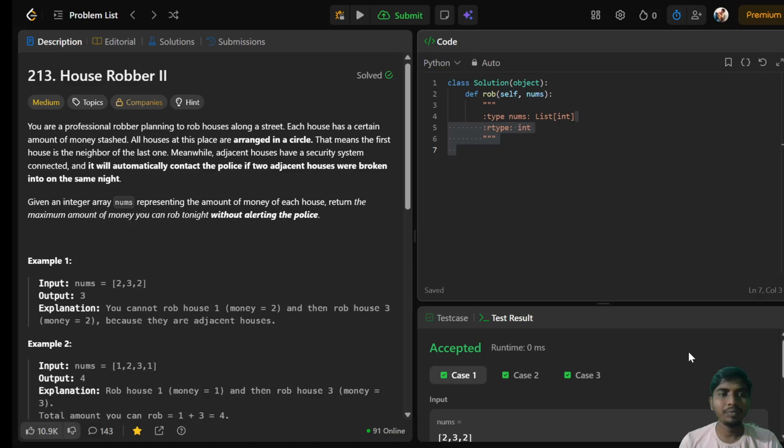Today we will solve one more Leetcode problem. The problem name is House Robber 2. It is a medium level problem. First of all, we will understand the problem statement. Then we will find a better approach to solve this problem.